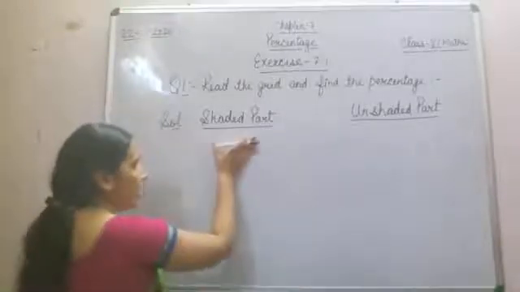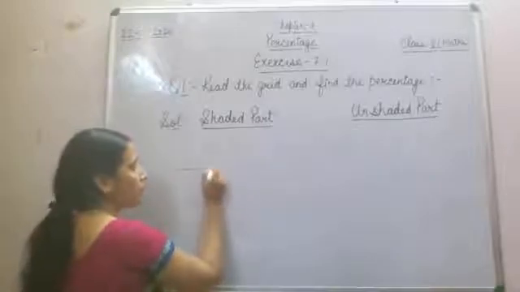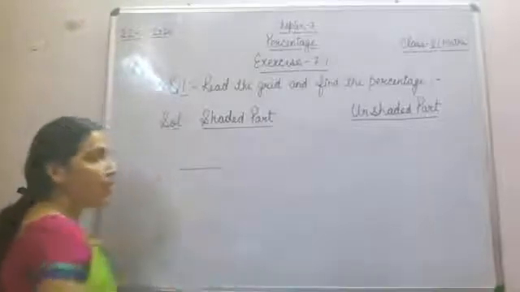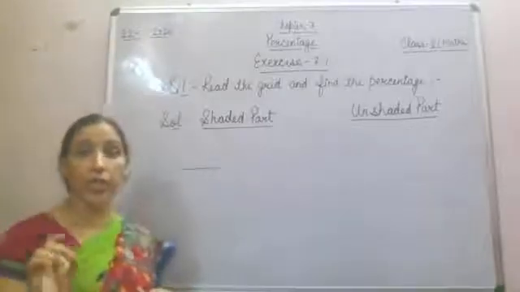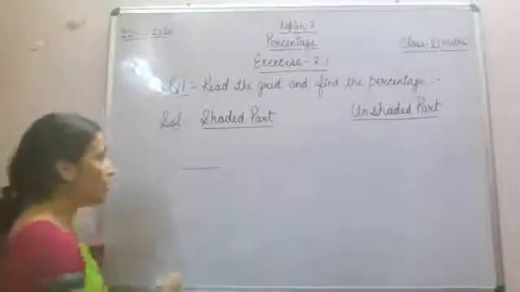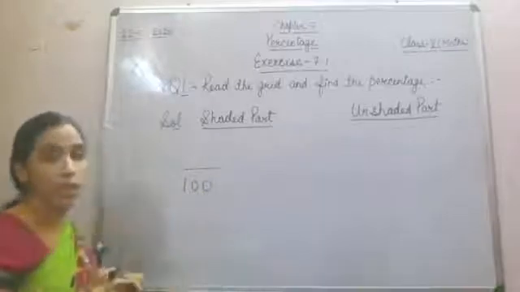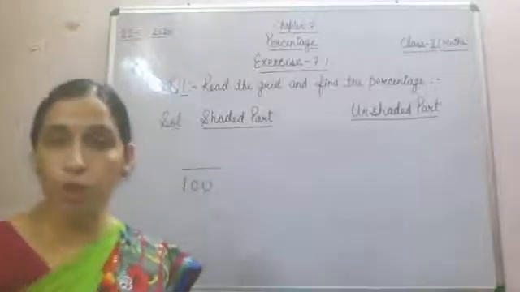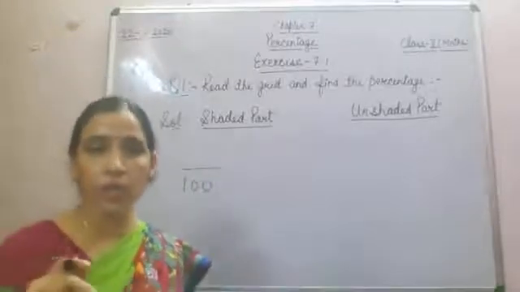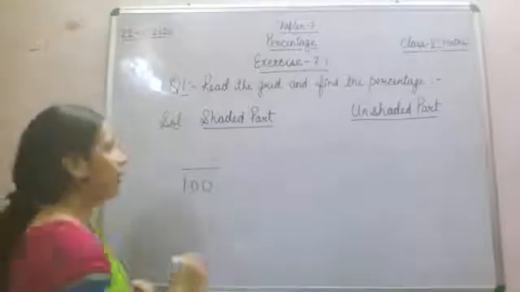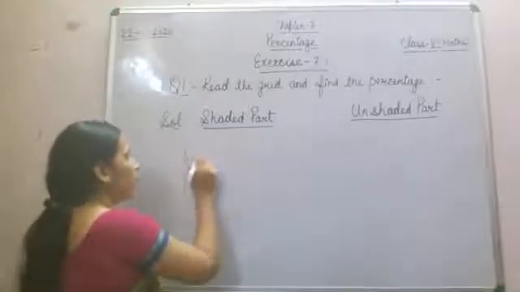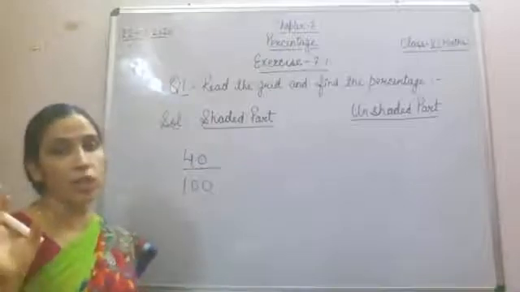So for finding the shaded part fraction, what will you write? Out of 100, how many are shaded? If you see in your book, you will find that out of 100, 40 parts are shaded.